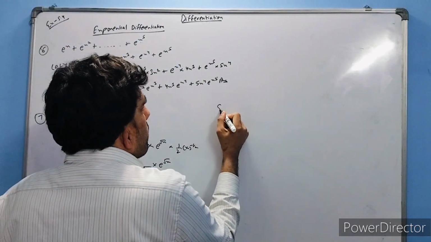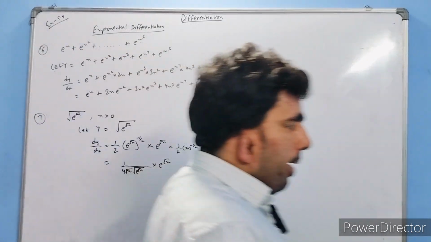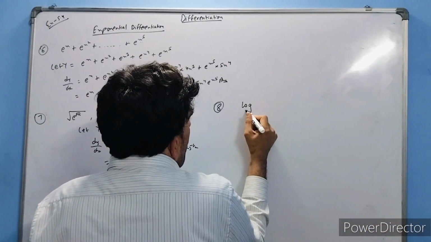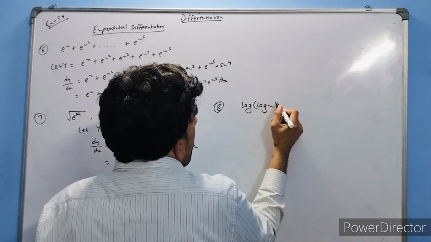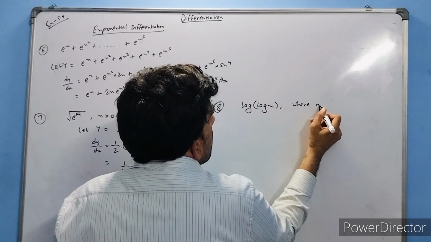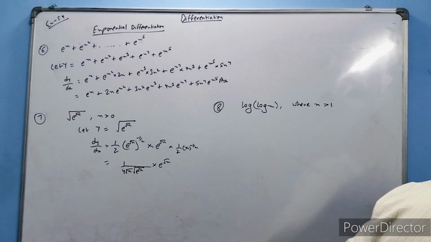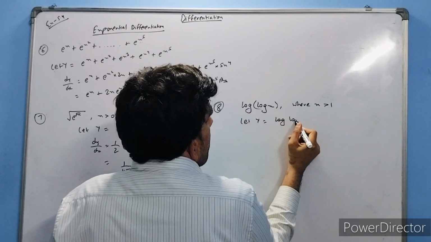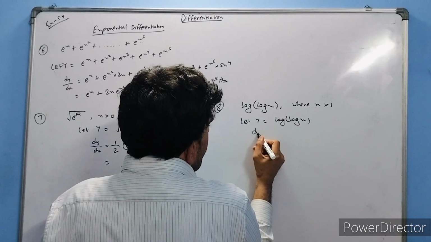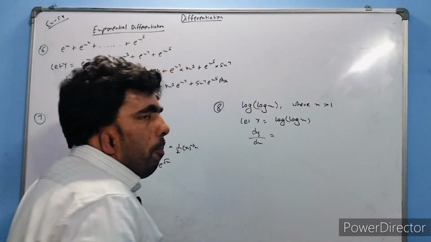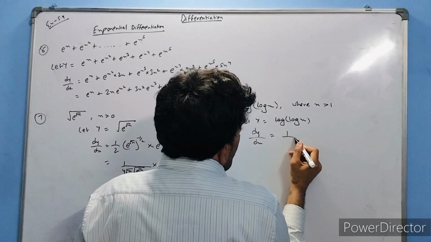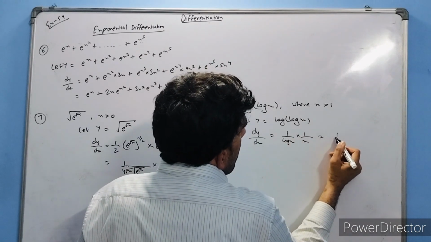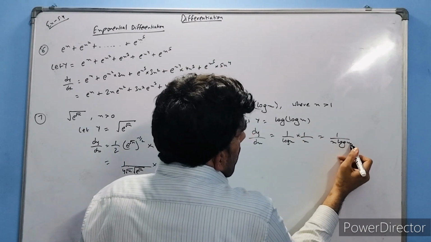Okay, so that is how we try to differentiate the exponential function. Let's move to the 8th question. The 8th question we have is log of log x, where x is greater than 1. Let's take it as y as a function and differentiate it. So I get dy/dx is equal to, for log of log x, 1 upon log x into the differentiation of log x, which is 1 upon x. So we'll have 1 upon x log x.